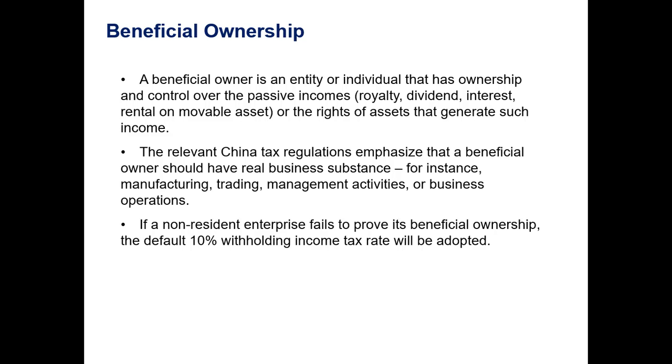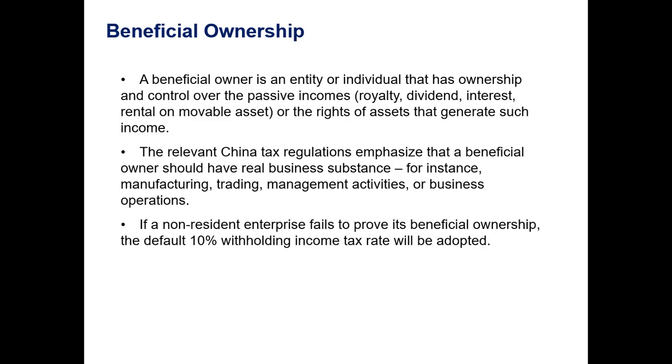It cannot be a purely shareholding company. If it is only a purely shareholding company, Chinese tax authorities may challenge whether it is a beneficial owner by saying it doesn't have any real business substance. If the Hong Kong company doesn't have business substance and is denied its beneficial ownership, the tax bureau will directly adopt a 10% withholding income tax rate instead of the tax treaty benefit, the reduced income tax rate.